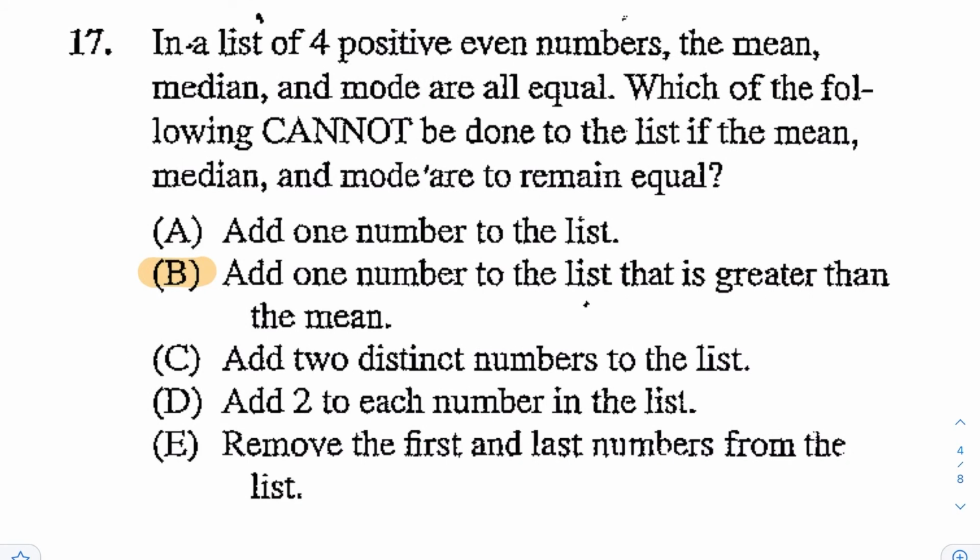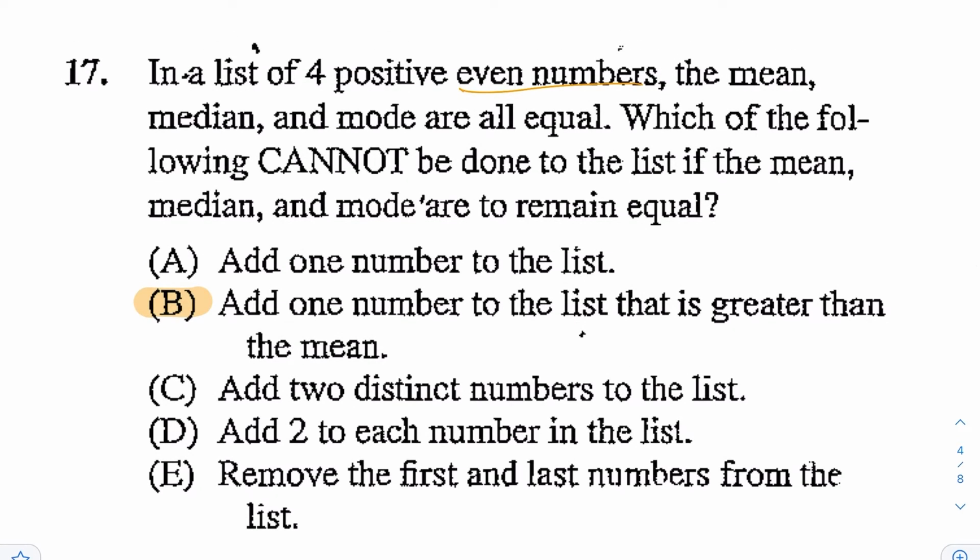All right, next we're number 17. In a list of 4 positive even numbers, the mean, median, and mode are all equal. Which of the following cannot be done to the list if the mean, median, and mode are to remain equal? All right, so you have 4 numbers here, and they're all even, and the mean is equal to the median, is equal to the mode.